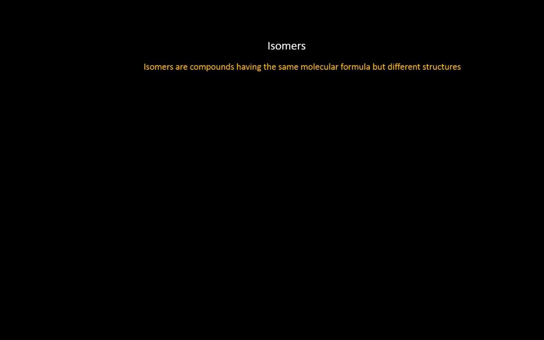Isomers are compounds having the same molecular formula but different structures. The word comes from Greek isos, meaning same, and mer, referring to a part, therefore compounds having the same parts. You've seen mer in polymer, which means many parts or many units.